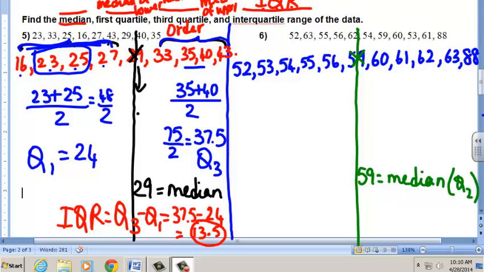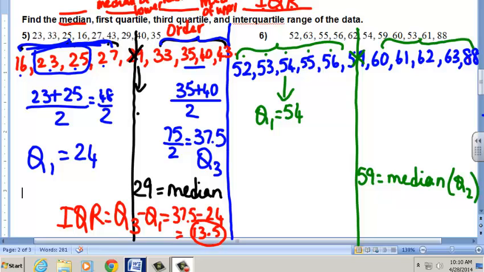Okay. Now let's go to the lower half and to the upper half. First, let's deal with the lower half. There is 1, 2, 3, 4, 5 numbers. Find the median. This is easy. The middle number is the median, so that is Q1. Q1 is 54. In this case also, this is the upper half, so median of upper half. And what is it? So 1, 2, 3, so this is the middle number, so 62 is Q3.